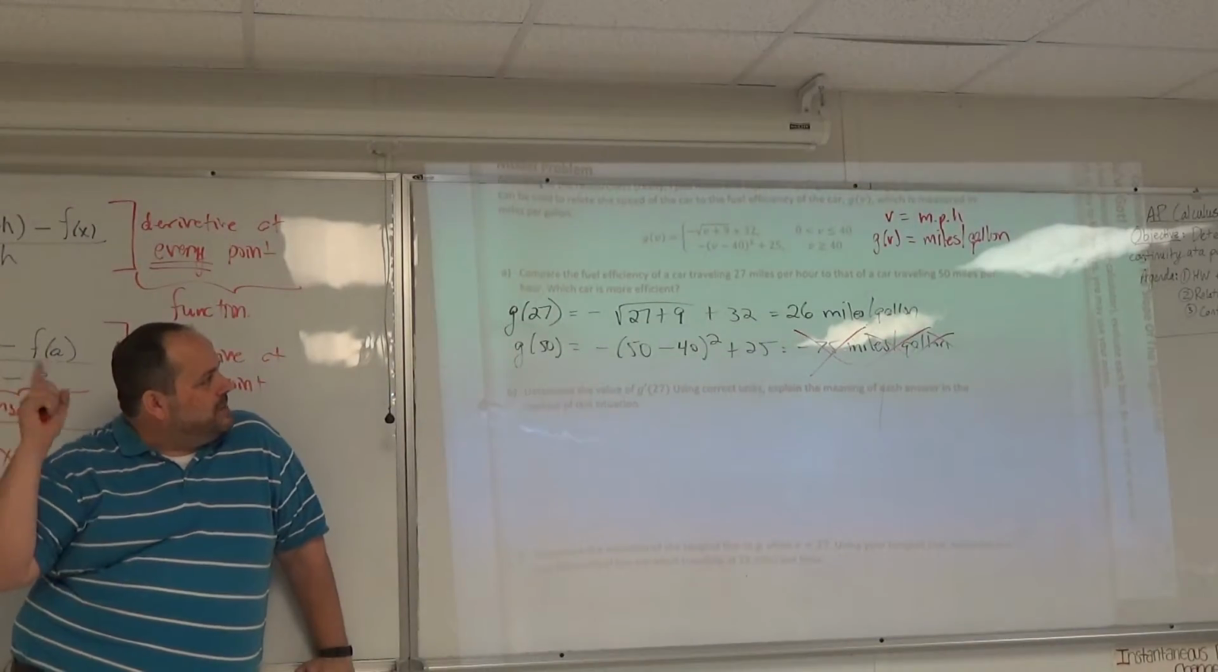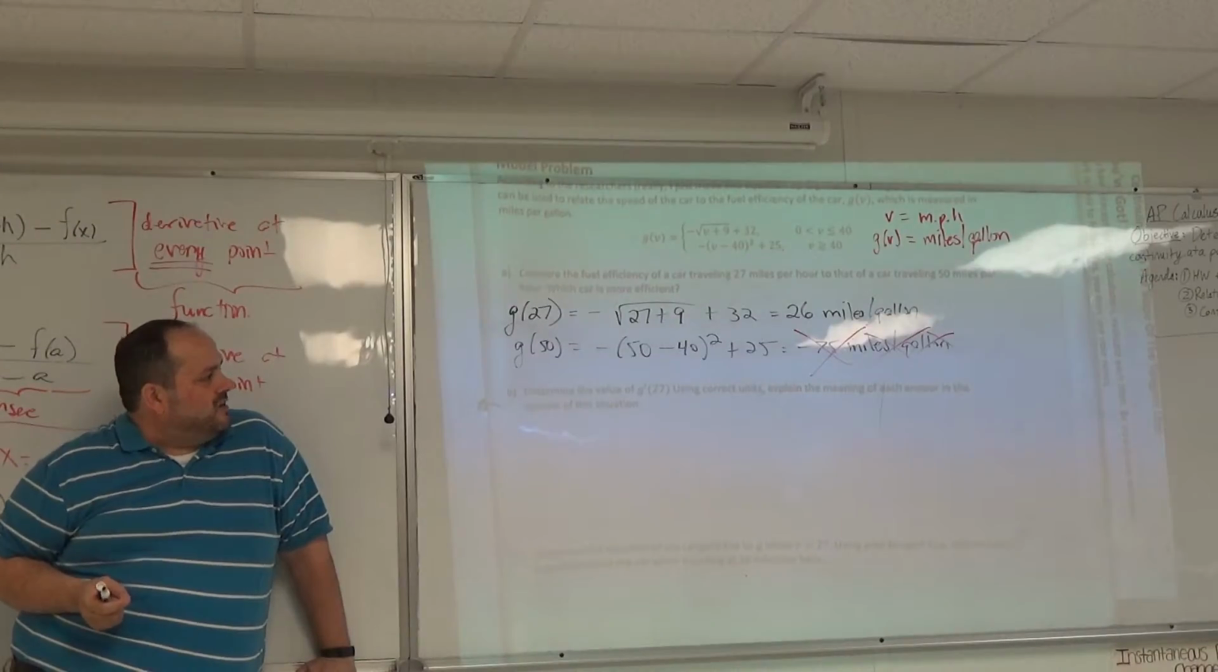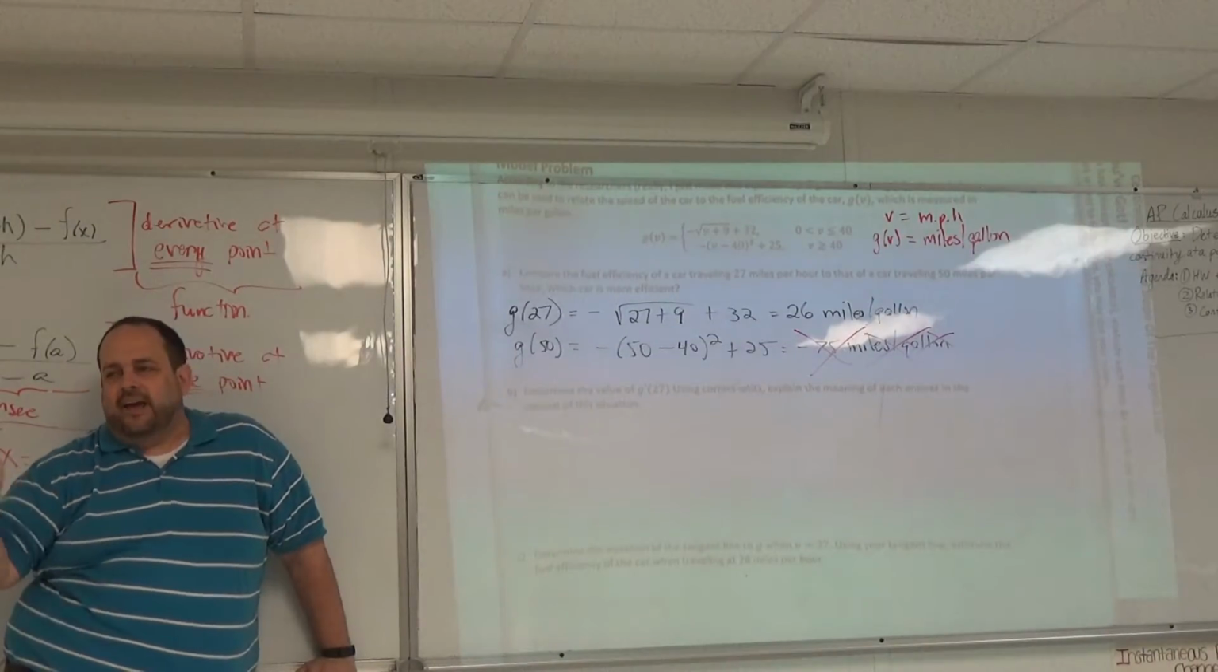Determine the value of G prime of 27. Using correct units, explain the meaning of your answer. I have confidence in this one.